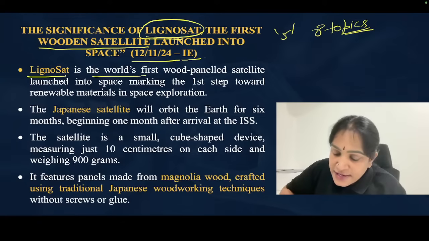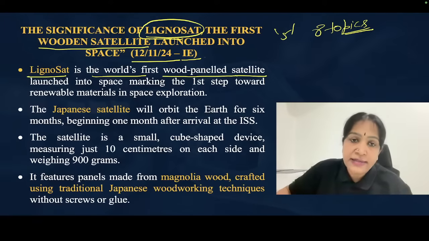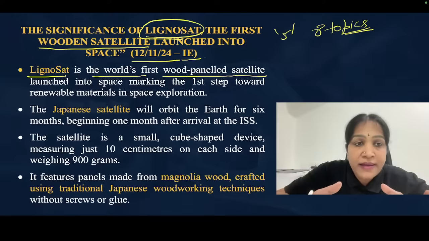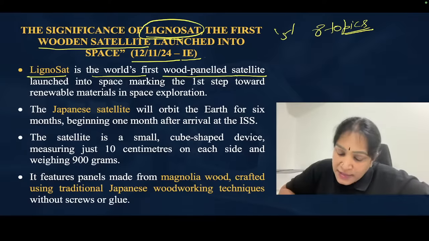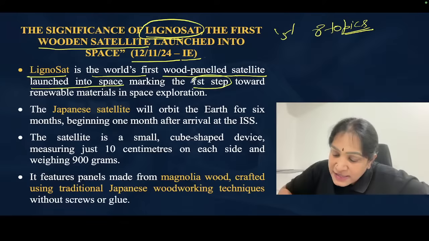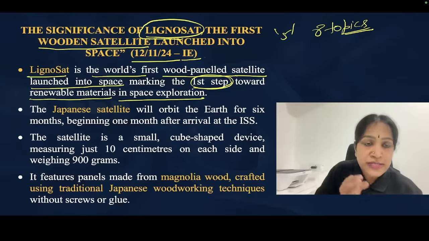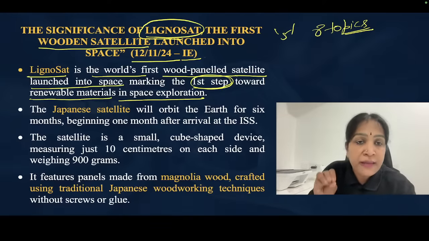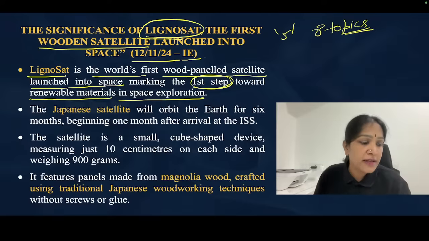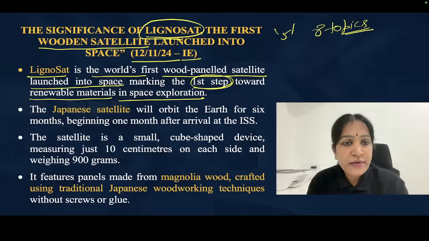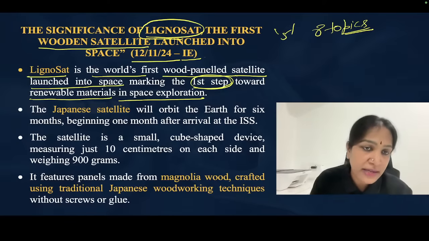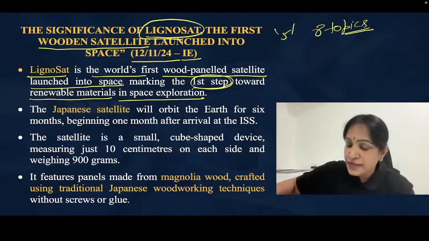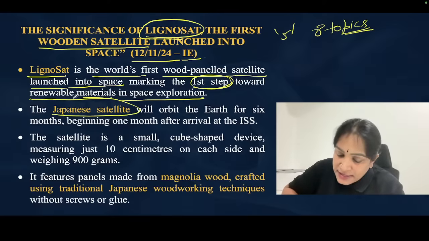Lignosat is the world's first wooden paneled satellite. The satellite is covered by a wooden panel. It is launched into space, marking the first step towards renewable material in space exploration. So this is the first time we are using a renewable, environment friendly material like wood in the manufacture of spacecraft. Is it clear? This is a Japanese satellite.